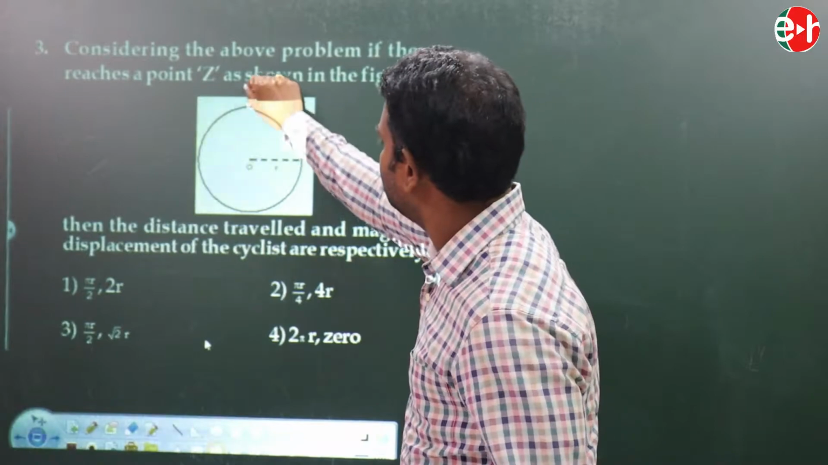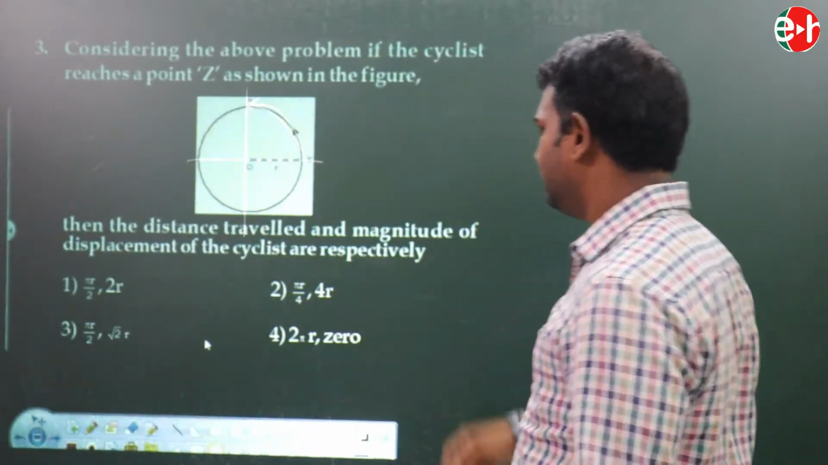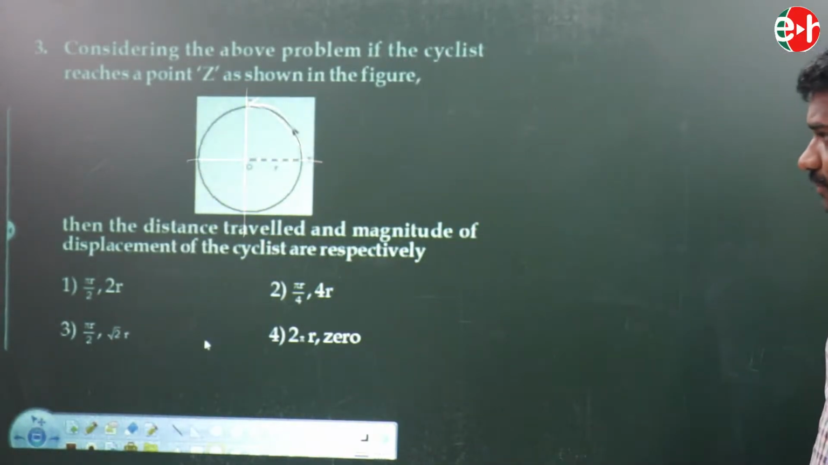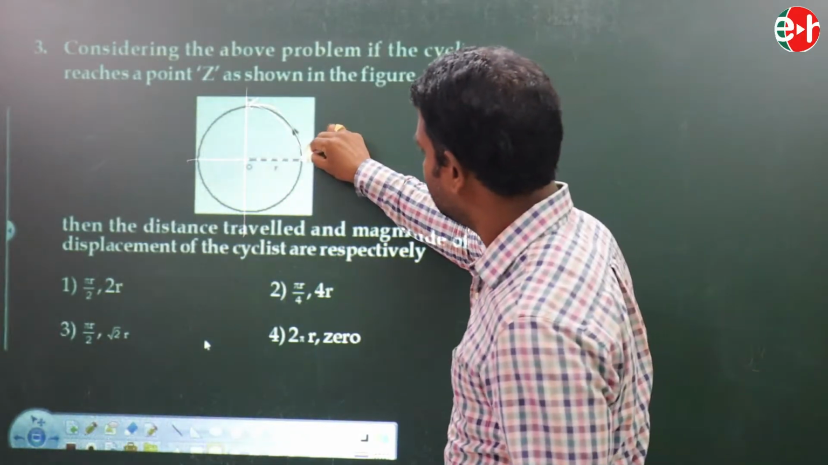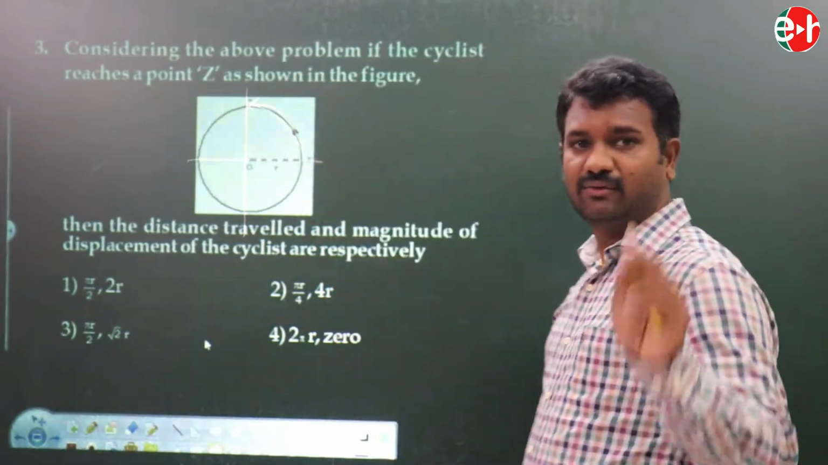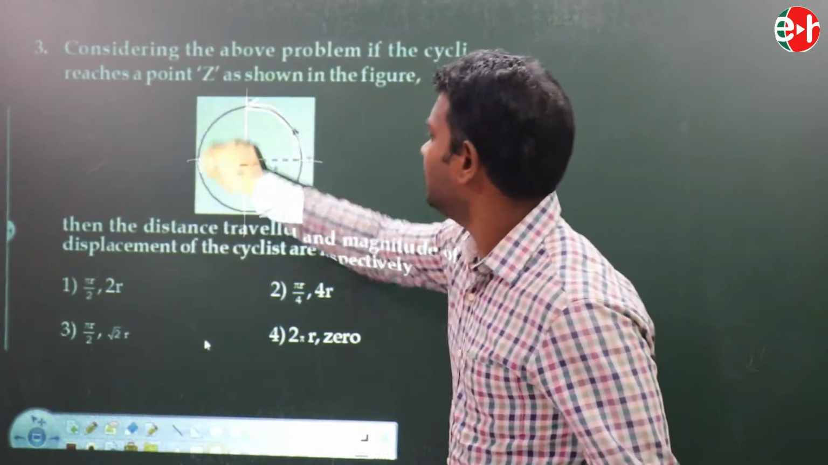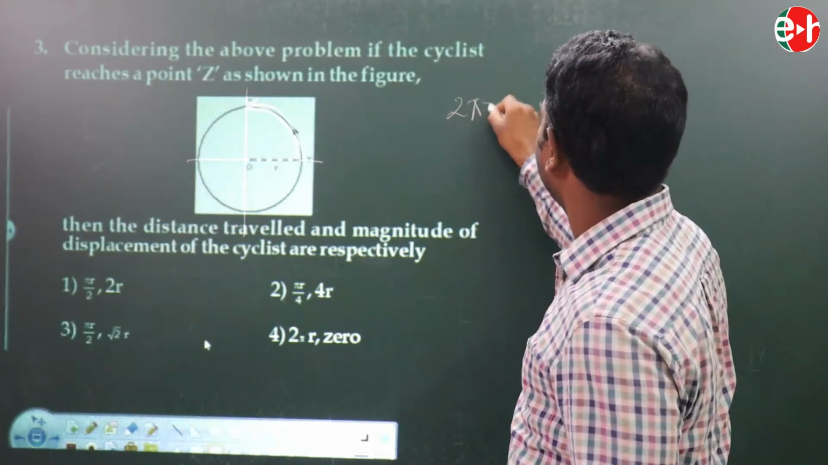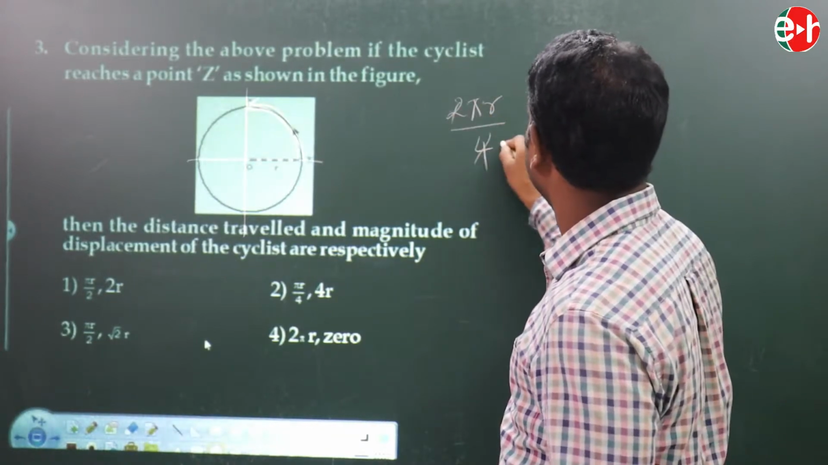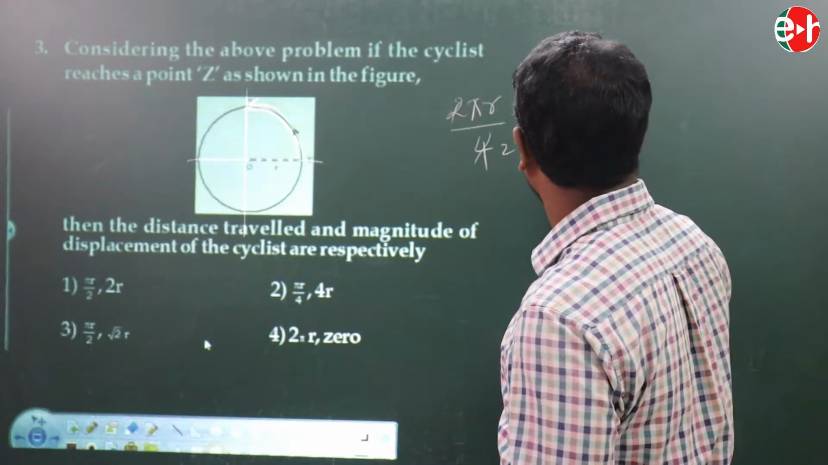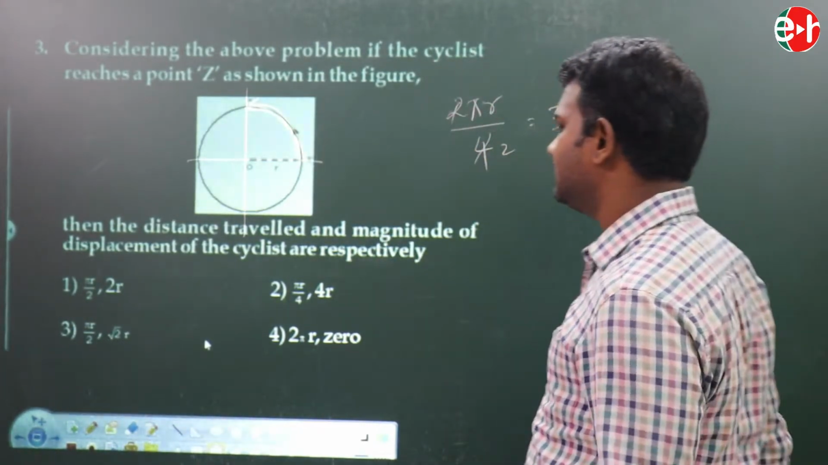If we divide the circle into 4 parts, this is the 4th part. The total is 2 pi r, and the 4th part is divided by 4, so pi r by 2. This is pi r by 2, which means the distance is pi r by 2.